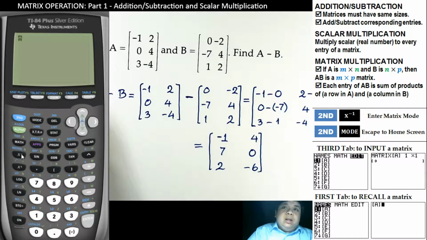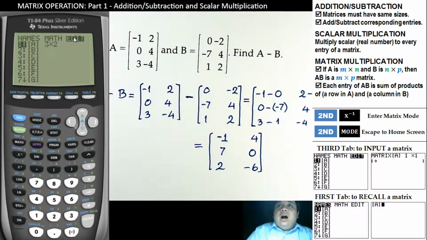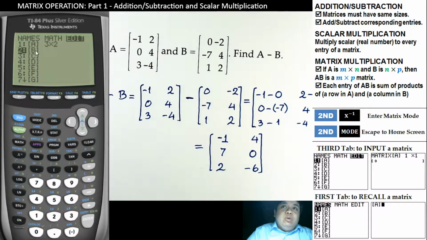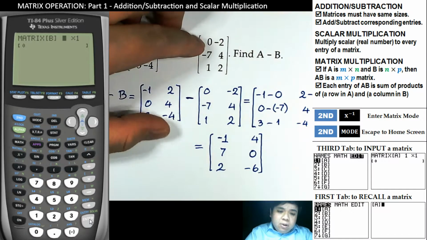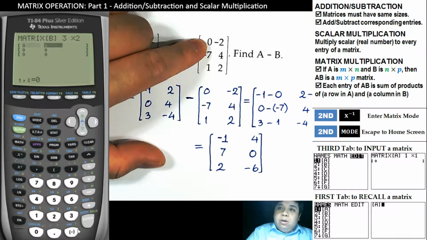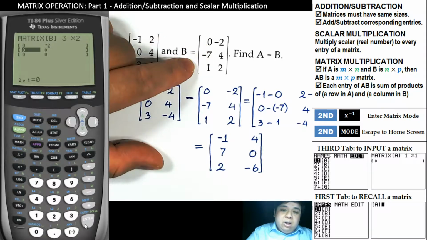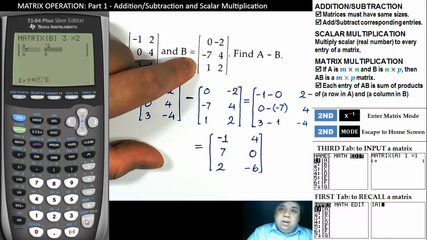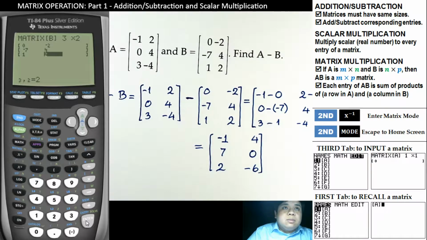Now second matrix again, you see that we have matrix A in there already. Now we go to edit. We have to go down to matrix B, edit matrix B, and it's going to be this matrix. Also 3 rows, 2 columns. 0, negative 2, negative 7, 4, 1, and 2. Once we're done, second mode.